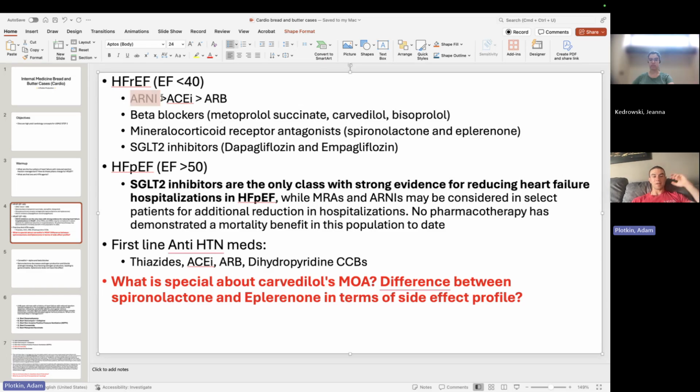What's the mechanism of an ARNI? Okay. It adds the neprilysin inhibitor.